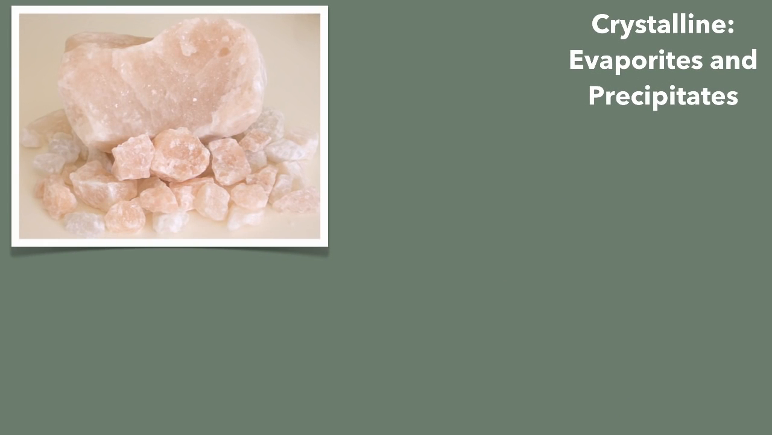This is probably the best example. This is rock salt. Now, rock salt forms from seawater, which of course has salt, or halite, dissolved in it. And when that water evaporates, the salt stays behind in the form of crystals. Those crystals are the rock salt. This is why it's called an evaporite. This is also why it's called crystalline, because it's crystals of salt that were left behind after evaporation occurred.